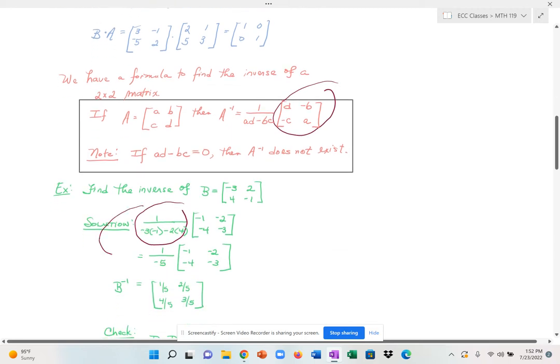So this result works out to be 1 over negative 5. And now that 1 over negative 5 has to get distributed across this matrix. It's just multiplying by a scalar. So the inverse of B is [1/5, 2/5, 4/5, 3/5].